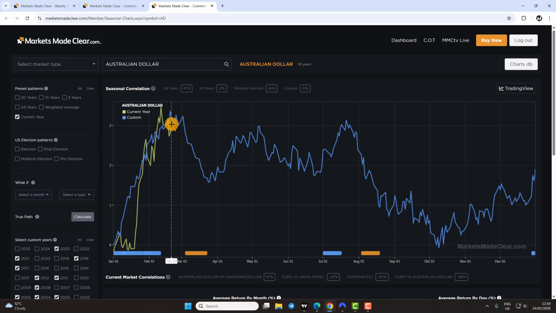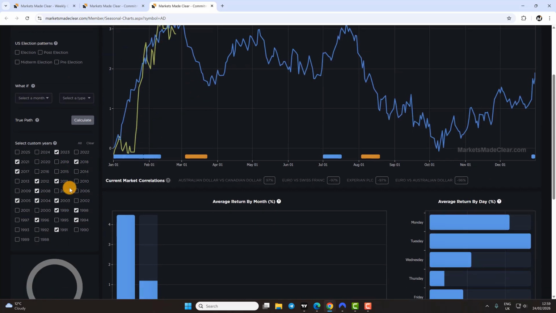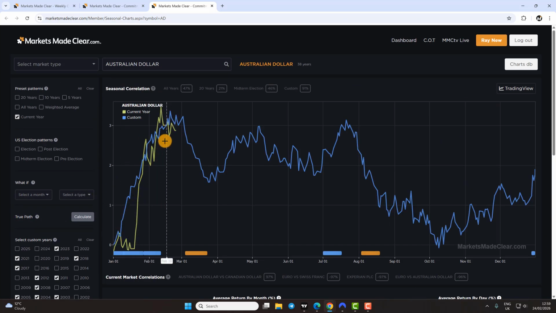It does show we have had quite a few years where we've had this momentum and this strength in Aussie to the upside through January into February. And it is showing the top in around this area towards the second half of February, and then that weakness kicking in as we head into March and running through March, and potentially then seeing a bit of a bounce as we get towards the end of the month.